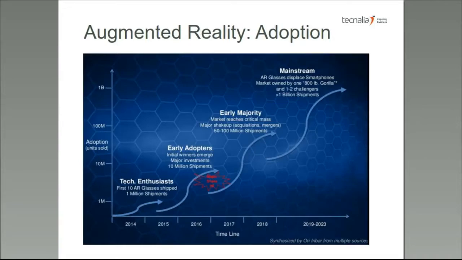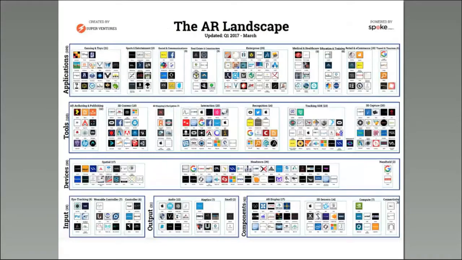Okay, this is the adoption. We are now in the early majority in 2017. And the companies are, as I said, already there. Big companies like Google, Apple, Microsoft, Facebook, or Amazon are working on it and have specific solutions and frameworks for augmented reality. But not only big companies; there are a lot of different companies working on it. This is the AR landscape, and it's growing fast.